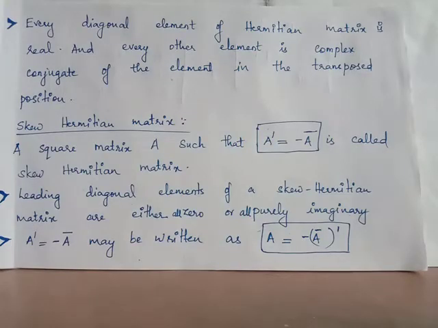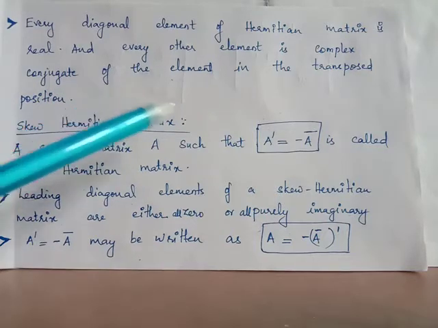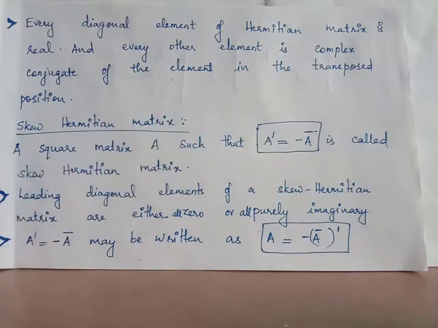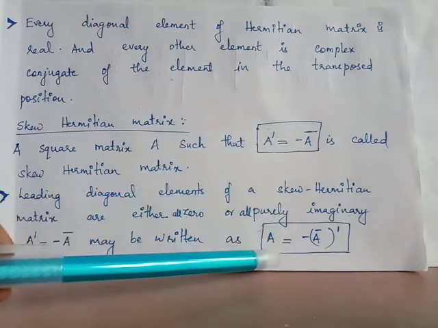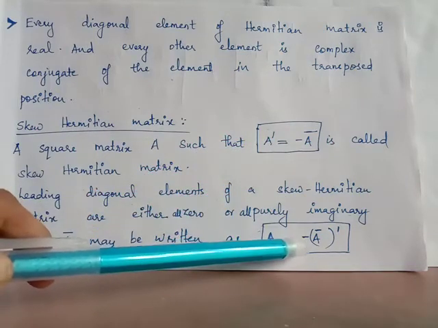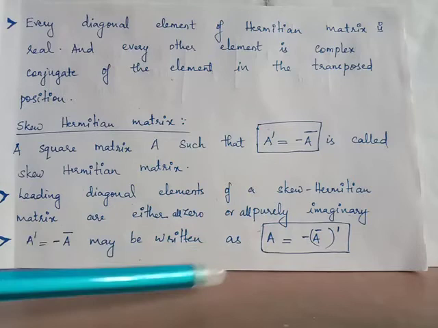Recall that the property of a skew-symmetric matrix is A transpose equals minus A. When we generalize the concept of skew-symmetric matrix to the complex domain, we obtain a new class of matrices called skew-Hermitian matrix. A square matrix A which satisfies the property A transpose equals minus of A conjugate is called a skew-Hermitian matrix. When you take transpose on both sides of this property, the property may be rewritten as A equals minus of A conjugate the whole transpose.